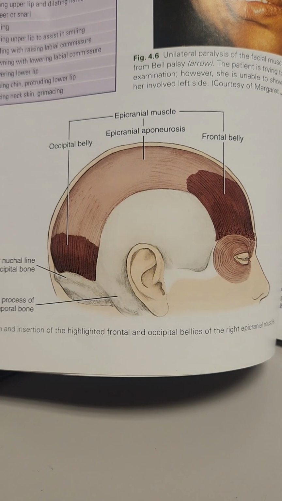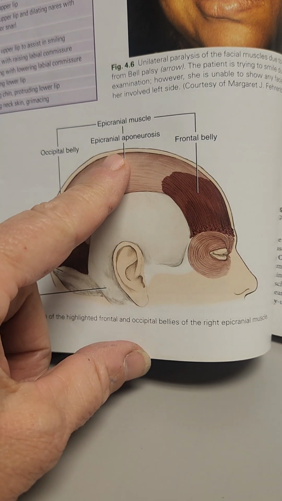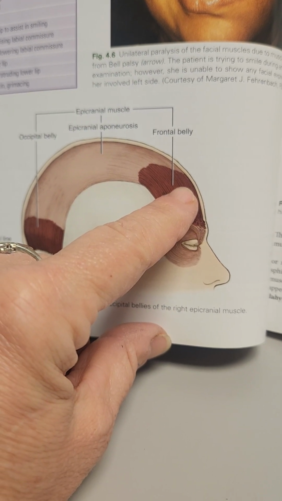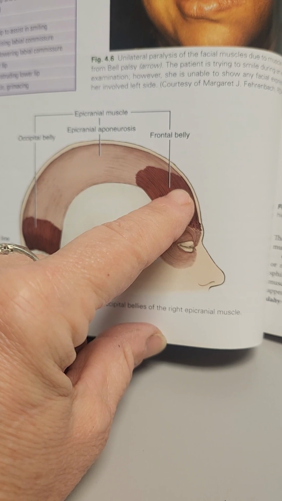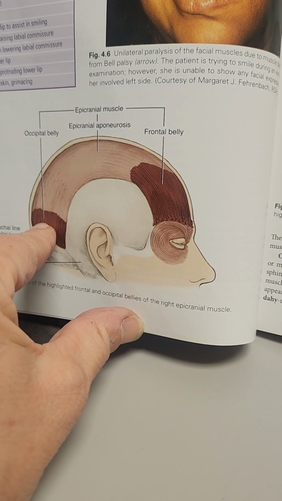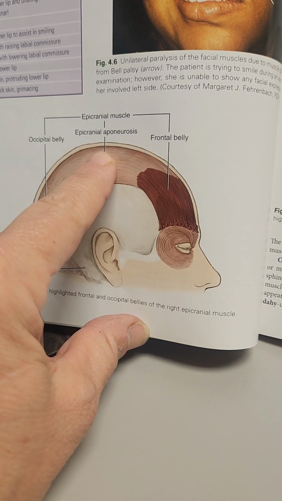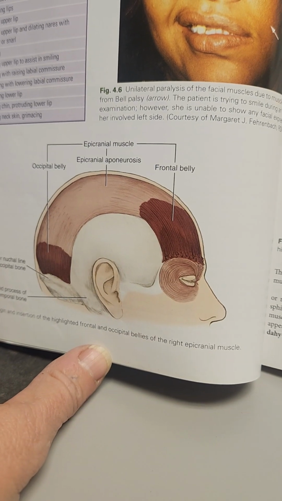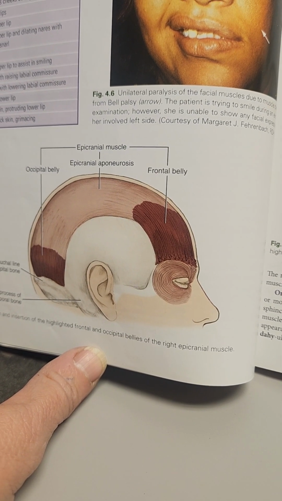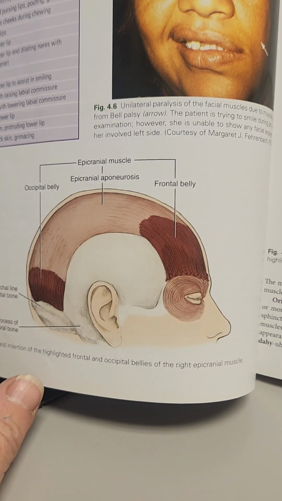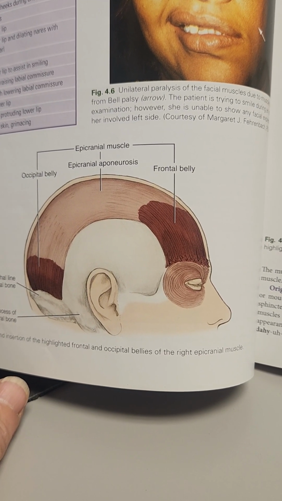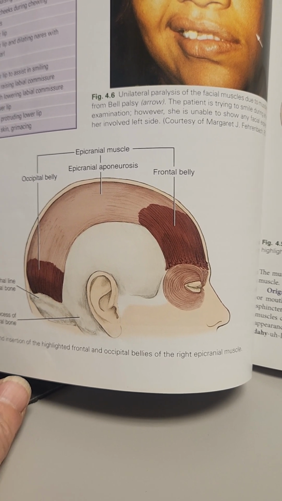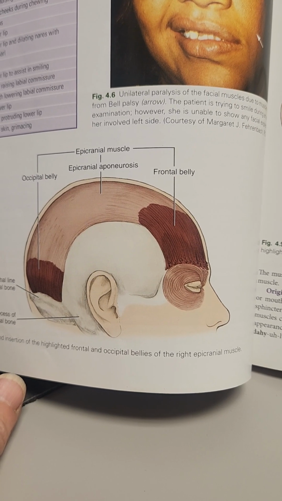The frontal belly, the origin is the epicranial aponeurosis, and the insertion is the eyebrow or root of the nose. And then the occipital belly, the origin is the occipital or temporal bone, and then the insertion is the epicranial aponeurosis. The epicranial lifts the eyebrows or forehead in surprise. So this is the one that I did with Kieran, and we showed our foreheads, small or big. We showed our foreheads lifting in surprise.